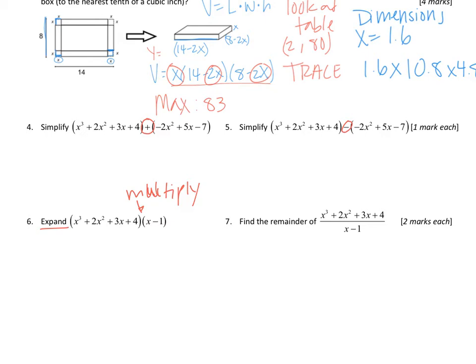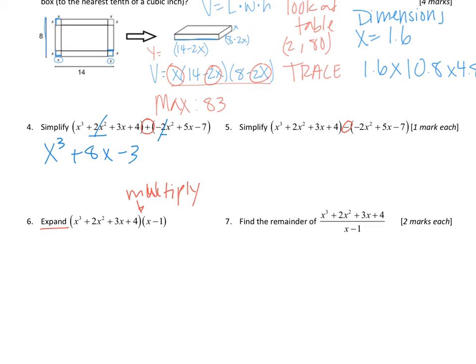So up here on number 4, I'm going to add these together. So I'm only going to add the like terms. So x cubed, and then here they're going to cancel out because I've got a positive and a negative. And then 8x and negative 3.